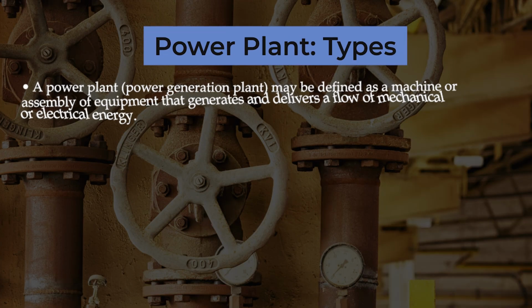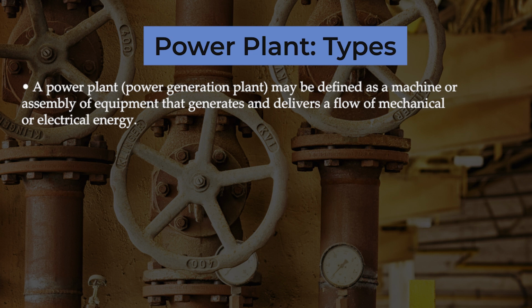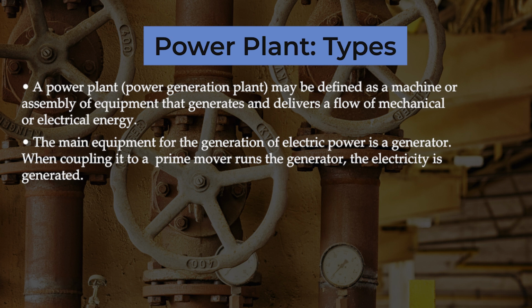What is called a power plant? Let us see first. A power plant or power generating plant may be defined as a machine or assembly of equipment that generates and delivers a flow of mechanical or electrical energy. The main equipment for the generation of electric power is a generator. When a prime mover is coupled to the generator and runs it, electricity is generated.